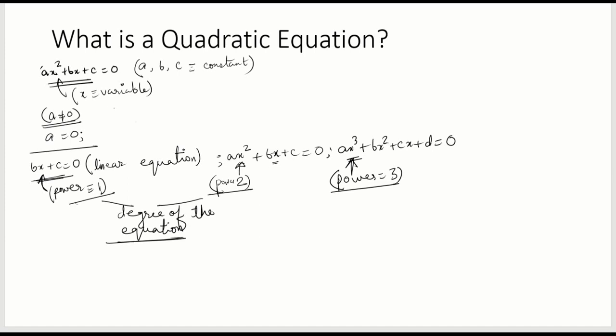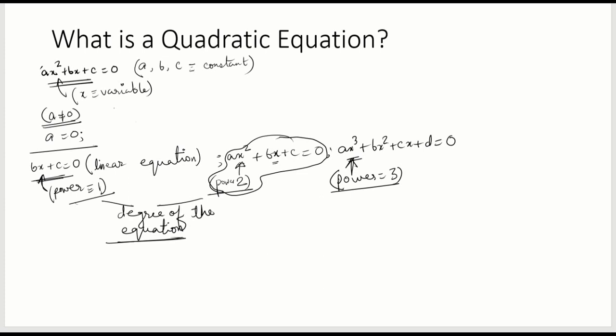So we understood what a quadratic equation is: an equation of the form ax squared plus bx plus c equals 0, where the highest power is 2, where a, b, c are constant terms, and a can never be equal to 0, because if a is equal to 0, it will get converted into a linear equation.